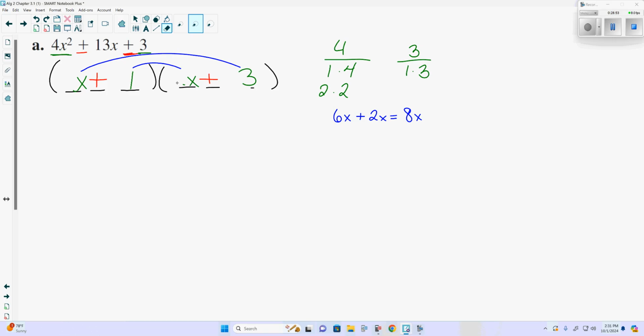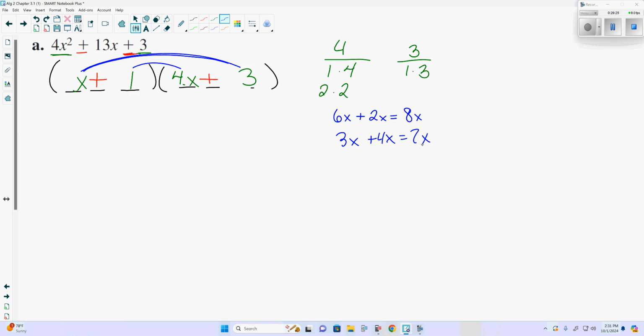Where do you want to put the 4? In the first or second? Second. And we put the 1 in the first one. We can write 1x or just leave it as x. And we can check this here. x times 3 is 3x. 1 times 4x is plus 4x, giving us 7x. Is that the middle term we wanted?